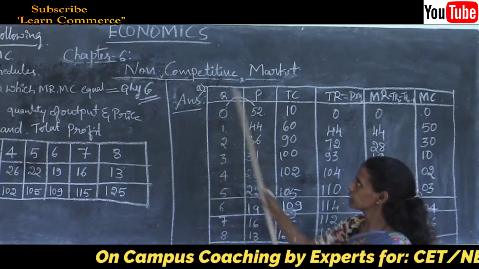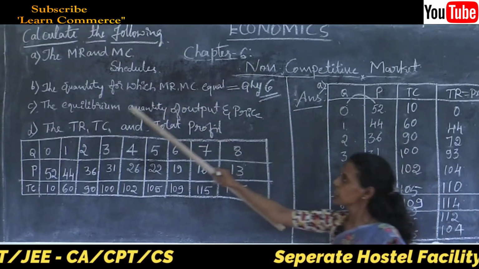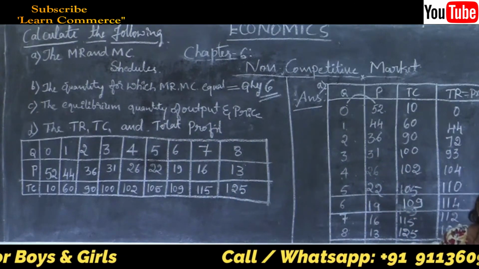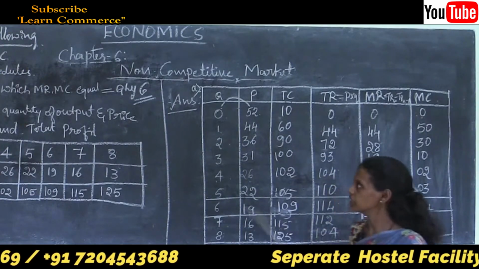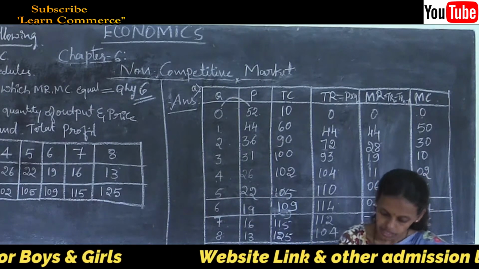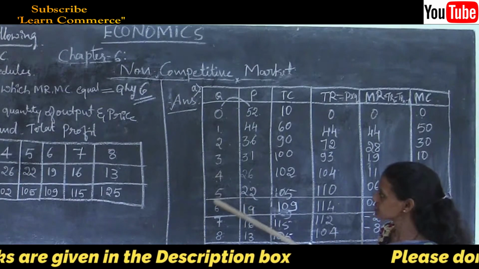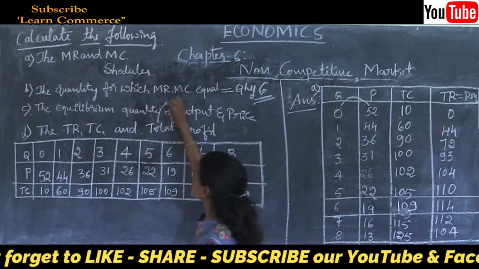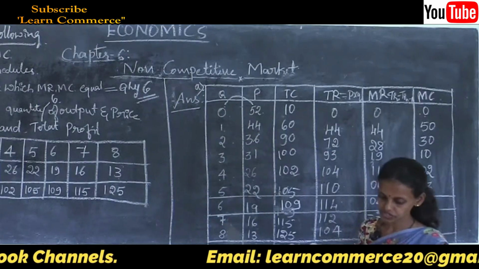Next question: A is over, B is over, now C. The question is the equilibrium quantity of output and the equilibrium price of the commodity. How do we calculate the equilibrium price and equilibrium quantity? The equilibrium quantity is 6. We have already seen that the equilibrium quantity is 6.